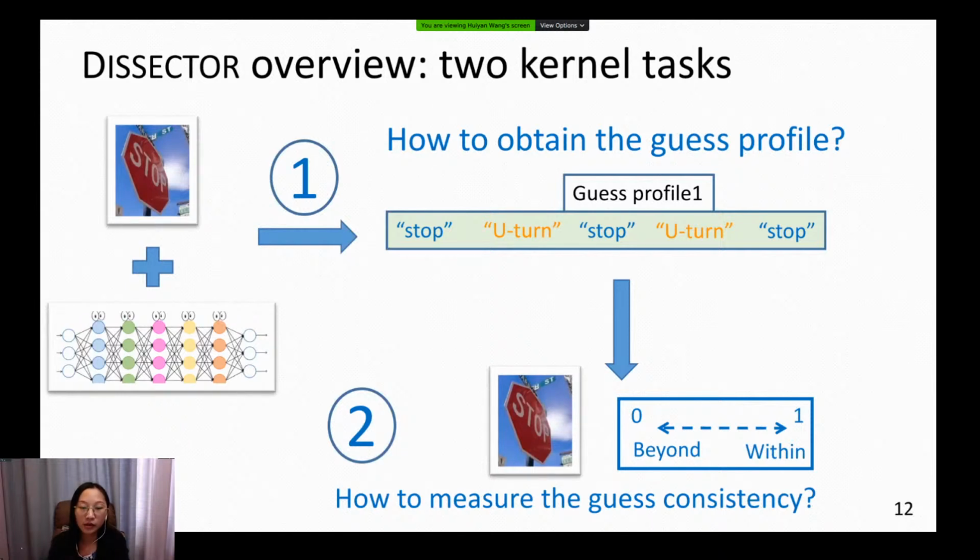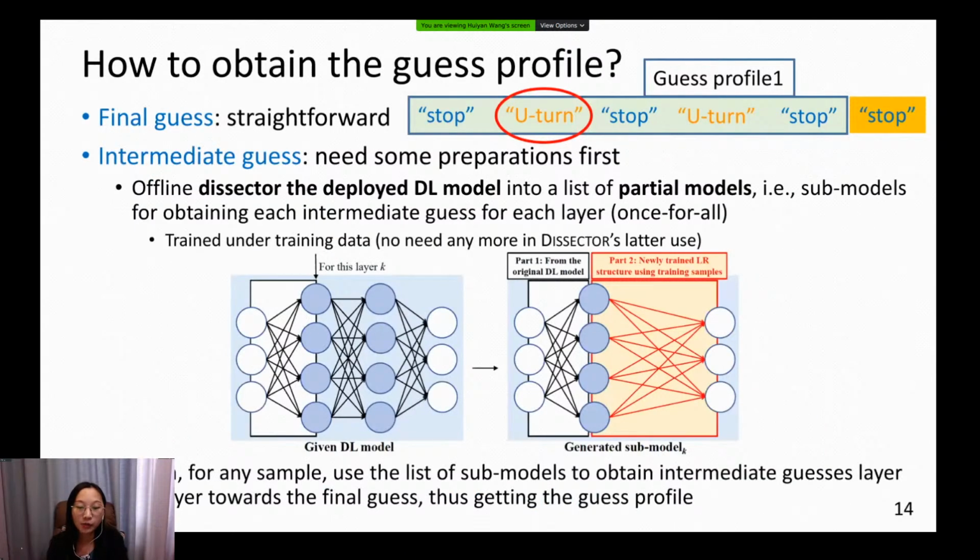First, given an input sample, how can we obtain its guess profile? And second, based on such a profile, how can we measure its guess consistency? Now for the first task. In a guess profile, its final guess, in this example a stop sign, is straightforward and given as the prediction result. But intermediate guesses are not easy to obtain, and may need some preparations.